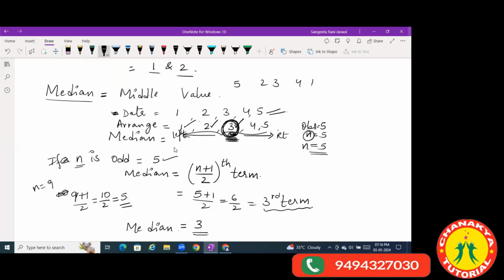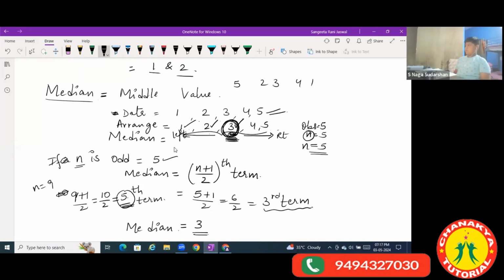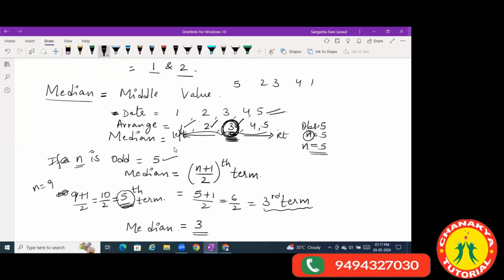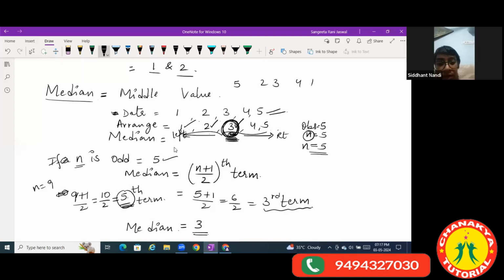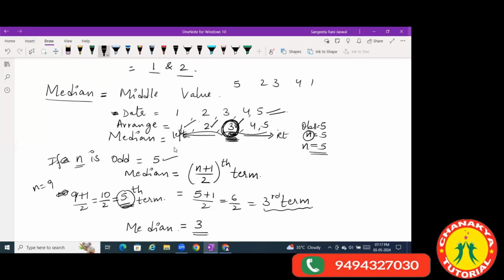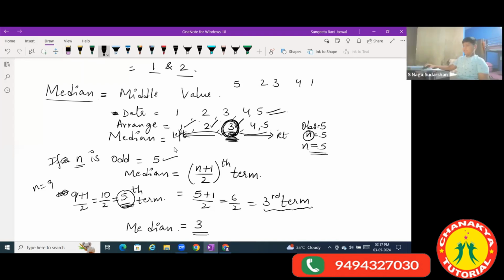So that's 5. That means the 5th term. This is not that 5 is the median. It is the 5th term that is the median. Are you understanding, Siddharth? Yes, ma'am. It's the 5th term. So whatever number falls as the 5th term, that will be your answer. That will be the median. Sudarshan, did you understand something? Yes, sir. 9 plus 1 by 2 is equal to 10 by 2 is equal to 5. That is the 5th term.